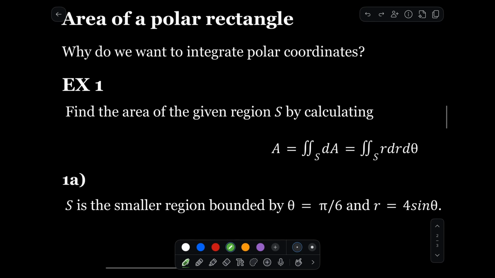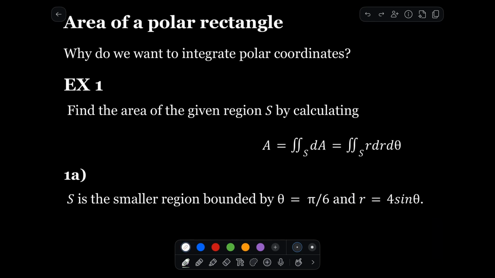To now actually get this understanding down, we have this right here. So we're going to be finding the area of the given region S by calculating the area equal to the double integral over the region S, dA, which equals r dr d theta, which also equals dy dx or dx dy, right? However, we know that there are going to be certain cases, as you might have seen when you were doing your practice problems or whatever, that there are going to be problems that are way easier to do in polar coordinates and way easier to do in rectangular coordinates.